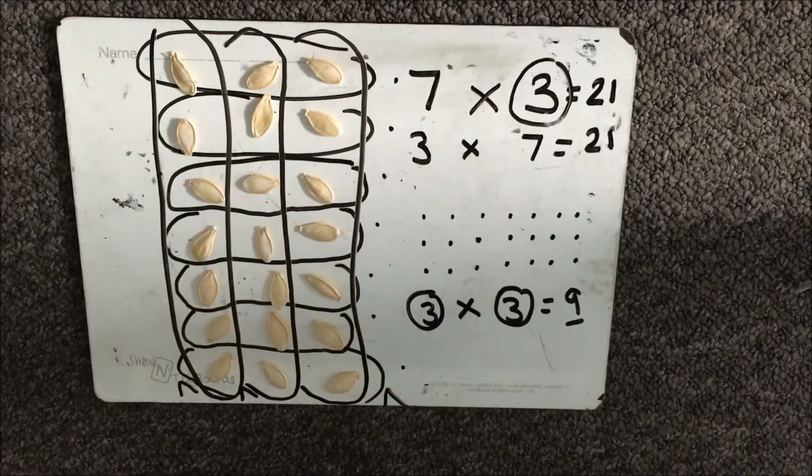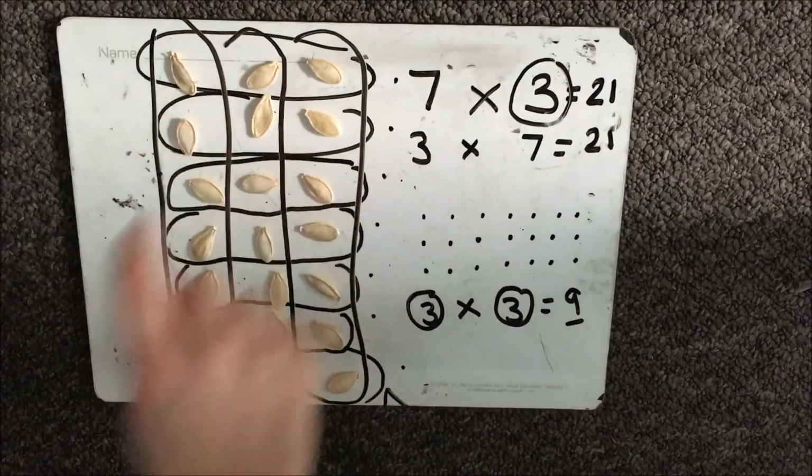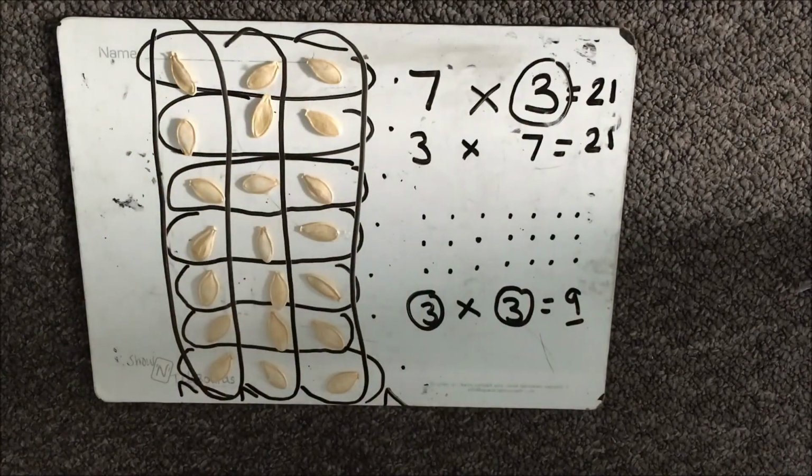Got it? You can either do it on the sheet or do it on a separate piece of paper. Remember to use your ruler. When you're drawing your array, line it up. If you don't line it up, you might make mistakes.